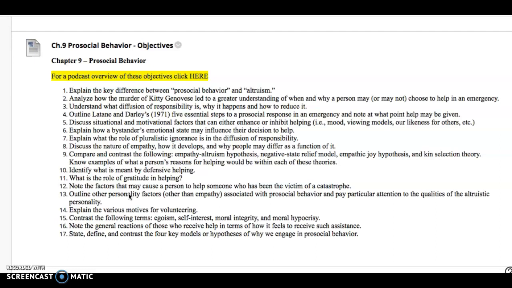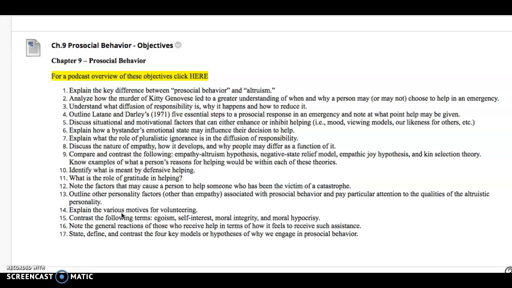it evokes in people a different kind of response than, say, a murder, a theft, or any other bad thing that could happen to a person, an illness. And it's sad that it's that way, but why? Why is it unique in a sense of this event happening and why does it trigger more of a response in people? Then 13, outline other personality factors aside from empathy that are associated with prosocial behavior.